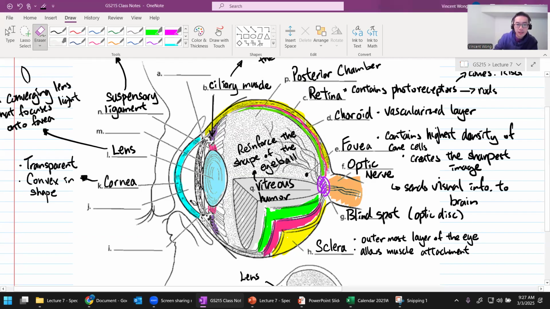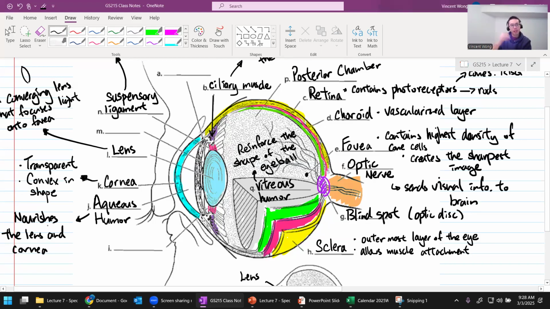Now at the front here, we have another liquid that fills up the space between the lens and the cornea, fills up the anterior chamber. And this is called the aqueous humor, the funny water, aqueous humor. And what it does is it actually nourishes the lens and cornea.